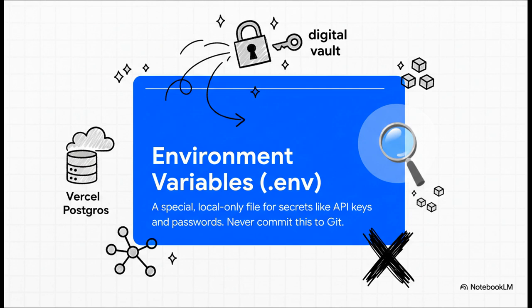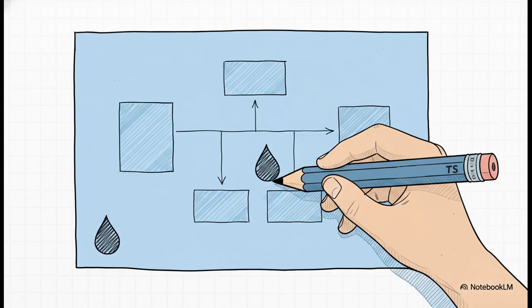Now that vercel env pull command, it did something incredibly important. It created this little .env file. Think of this file as your project's digital vault. It holds all the secrets, your database password, API keys, all that good stuff, safely on your computer. And there is one golden rule here, and I mean it. You never, ever commit this file to Git. If you do, your secrets are out there for the whole world to see, and it's game over for your database.